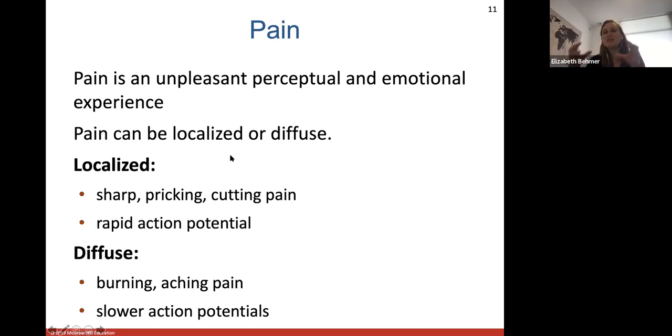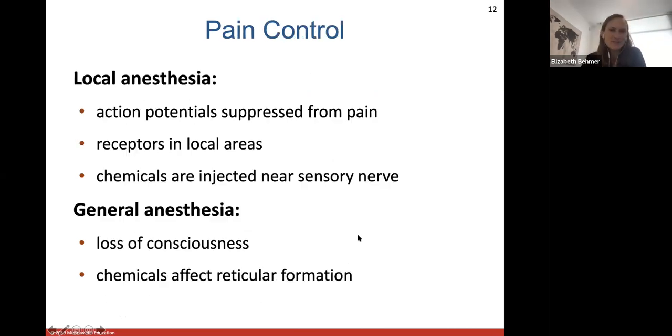Pain can be very localized, as you know, which can be a sharp, prickling, cutting pain, where it will shoot off rapid action potentials, or it can be more diffuse, which is a burning, aching pain, and it has slower action potentials. And that sounds like a would you rather question, if you'd rather have localized or diffuse pain. I'm not sure what I would go for.